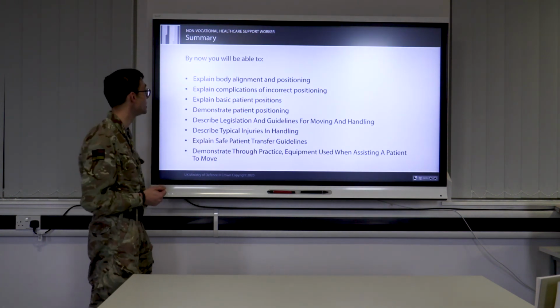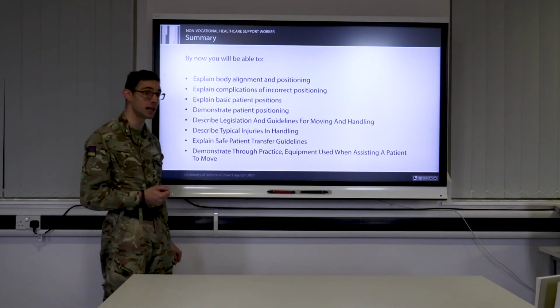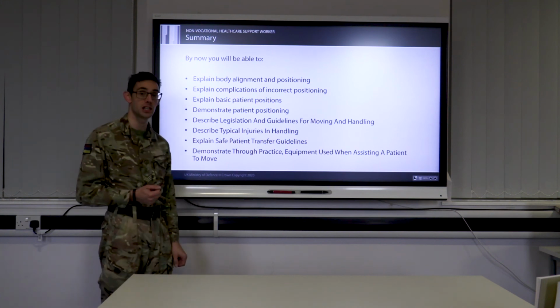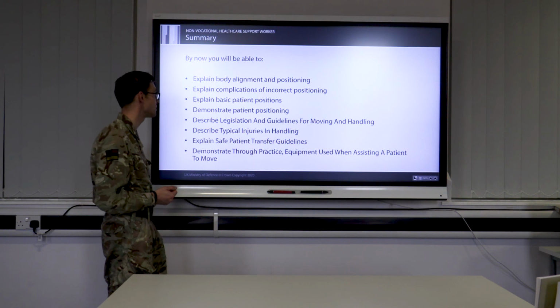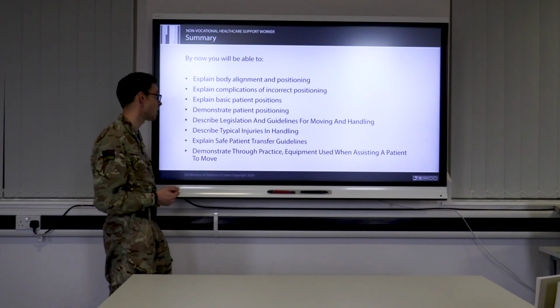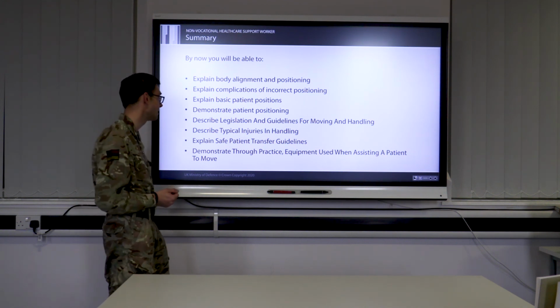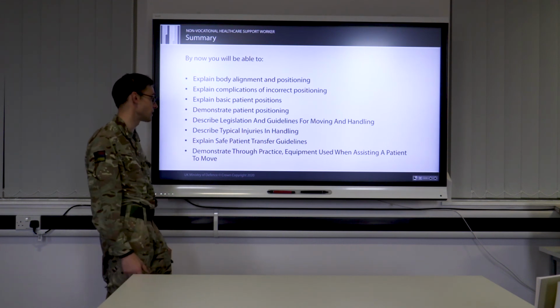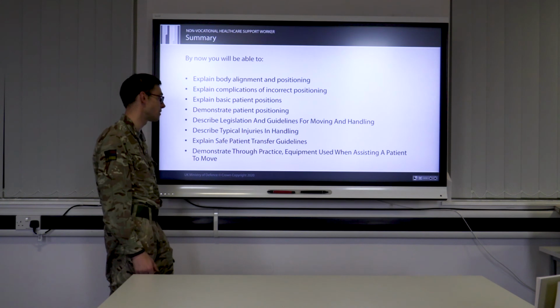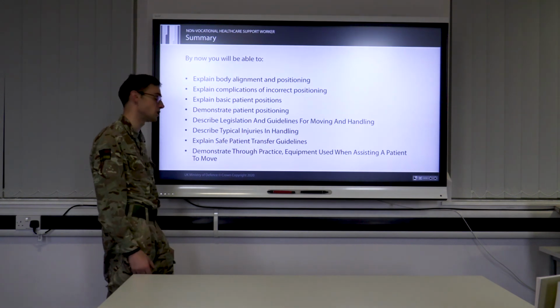So in summary, you can now explain body alignment and positioning, explain complications of incorrect positioning, explain basic patient positions, demonstrate patient positioning, describe legislation and guidelines for moving and handling, describe typical injuries in handling, explain safe patient transfer guidelines, and demonstrate through practice equipment used when assisting a patient to move.